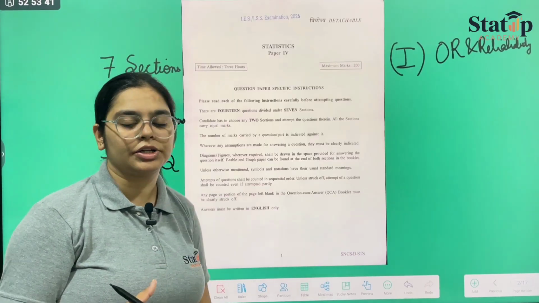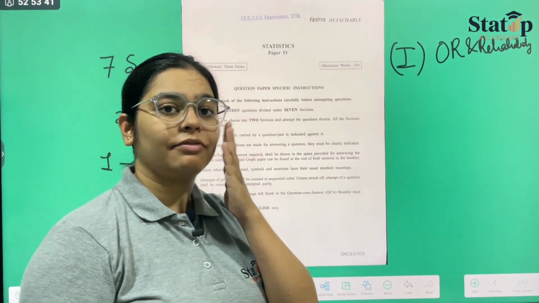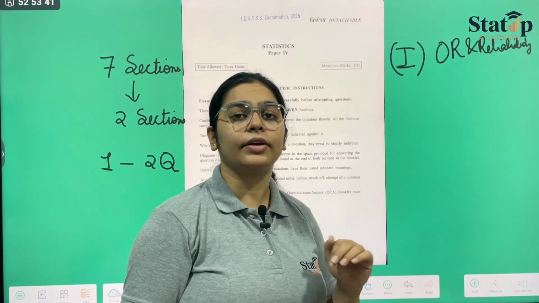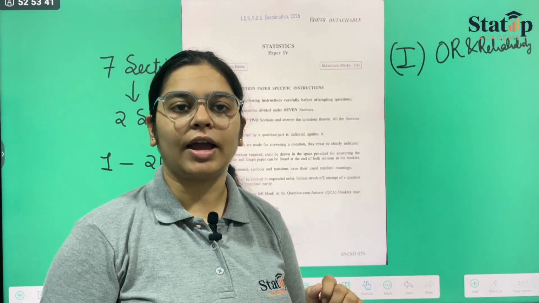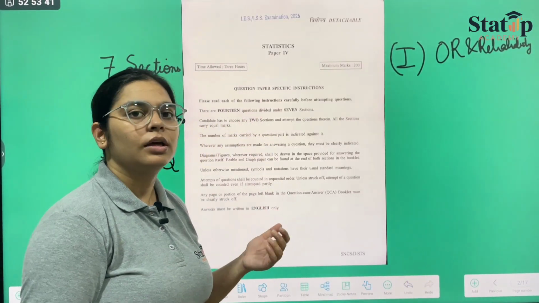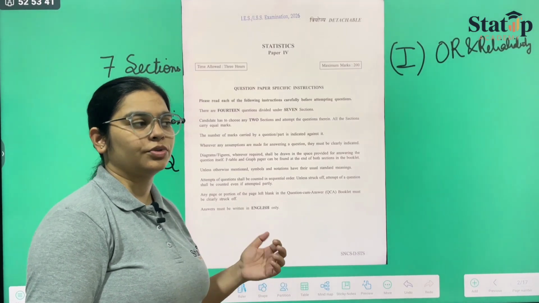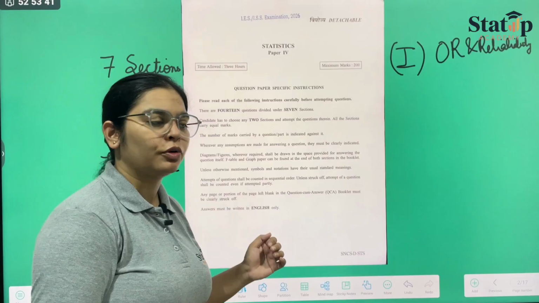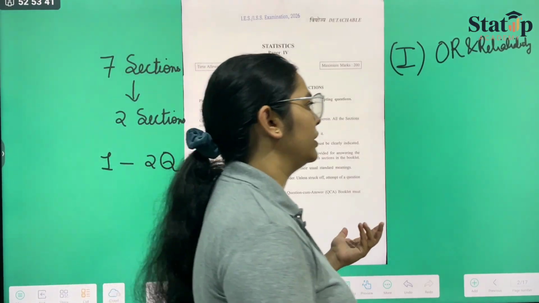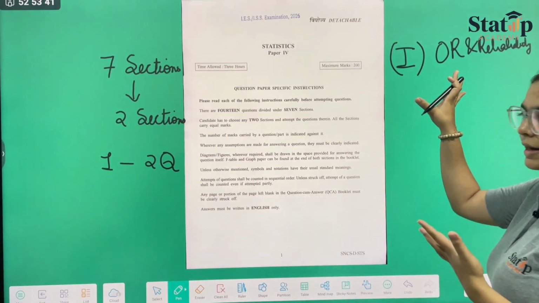It is not like paper 3, where we had to do 2 compulsorily, and from the rest 5 we had to choose 3. But here it is our choice which section we are choosing, but under that section we have to do the questions that are provided. So the first question, suppose we have selected section 1.